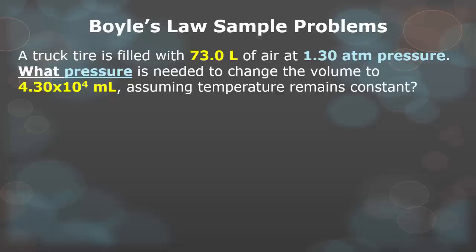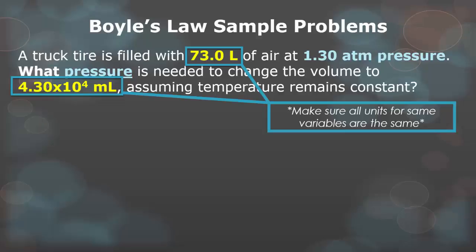If a truck tire is filled with 73 liters of air at 1.3 atmospheres of pressure, what pressure is going to be needed to change the volume to 4.30 times 10 to the fourth milliliters, assuming that temperature remains constant? The very first thing that we should be doing in this sample problem is observing that our volumes are not the same. We have to make sure that all of our volumes are the same. So the thing that is glaring is our milliliters. We know that 4.3 times 10 to the fourth, simply put, from scientific to standard, means 43,000 milliliters.